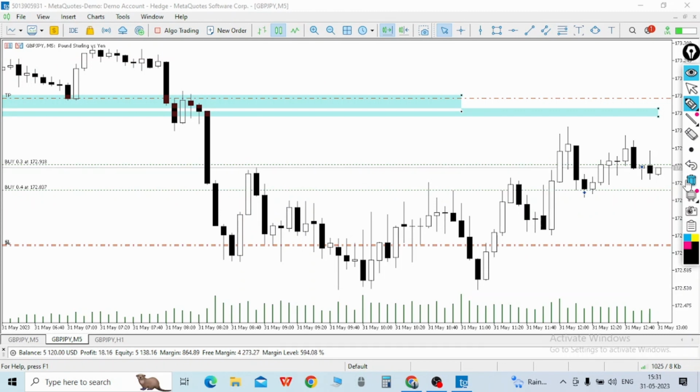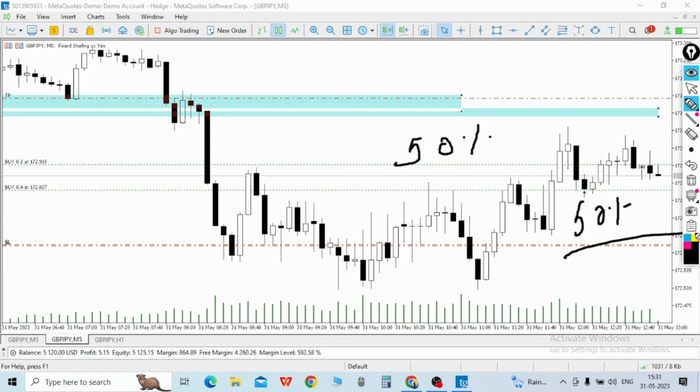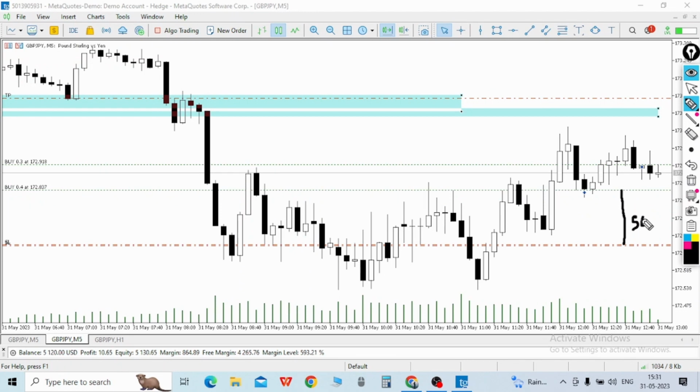Now going on to the psychological part, remember, you have analyzed so much, that doesn't matter. Probability will still be 50-50. 50% of hitting your target, 50% of hitting your stop. That's as simple as possible. So now this 50% and this 50%.